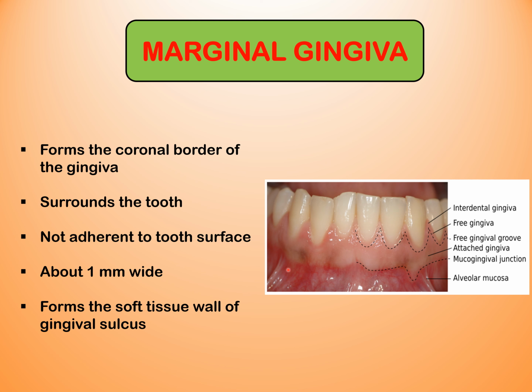Starting with the marginal gingiva, as we can see in the diagram, this forms the coronal border of the gingiva surrounding the tooth. It is non-adherent to the tooth surface, that is, it is free, and it is also not bound to the underlying bone. It is about 1 mm in width and it forms the soft tissue wall of the gingival sulcus.